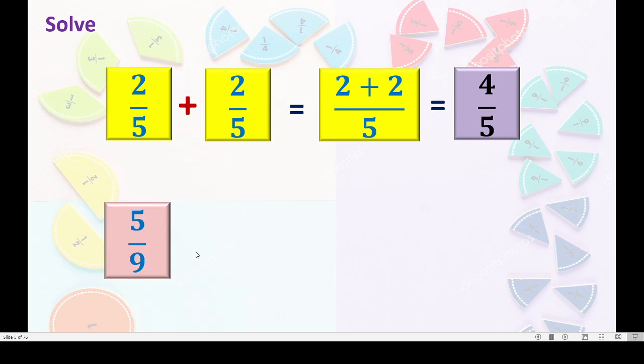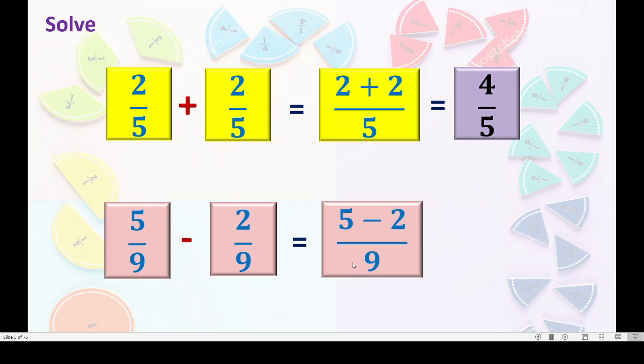Okay. Now take this. 5 upon 9 means out of 9 equal parts, 5 are taken. Then minus 2 upon 9. Here we did addition before; here we are going to subtract. Now 5 upon 9 parts were there. Out of them 2 parts are taken away. How many remain? Now 5 minus 2. Very simple. 5 minus 2 is nothing but 3. So the answer is 3 upon 9.